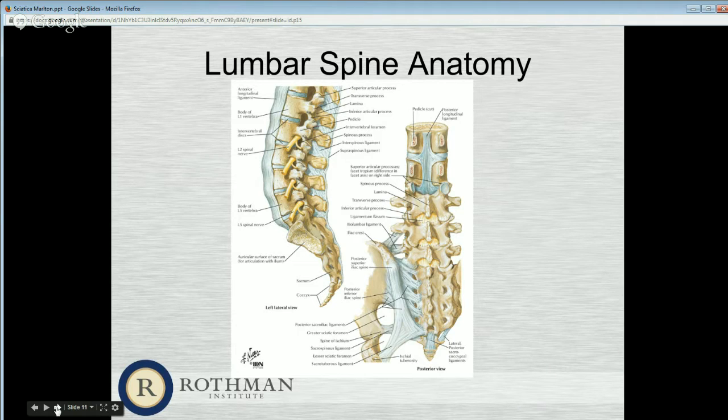Okay. And then in between this bony layer is your spinal column. That's where your spinal cord ends, right around here. And then all your nerves float down in your spinal fluid. And then they come out of those little nerve tunnels to go into your legs.